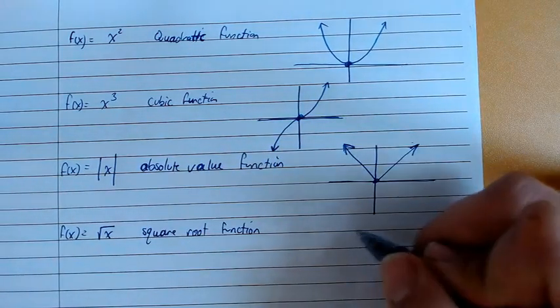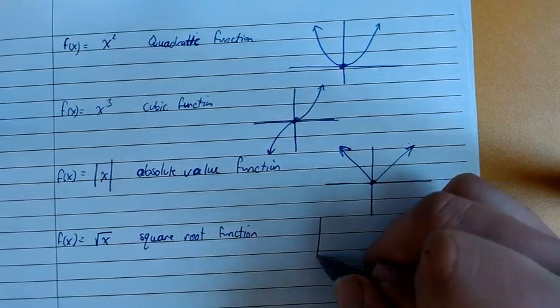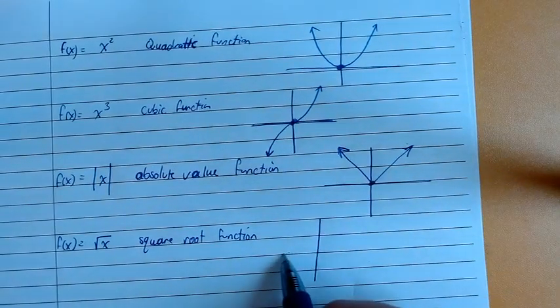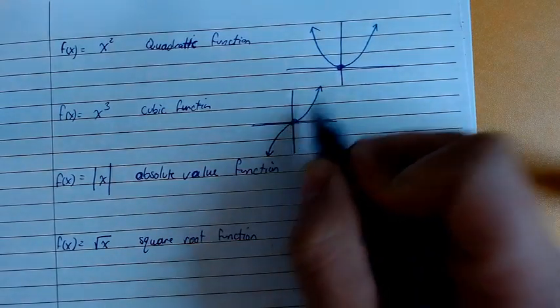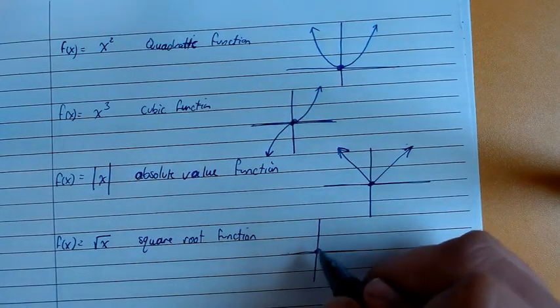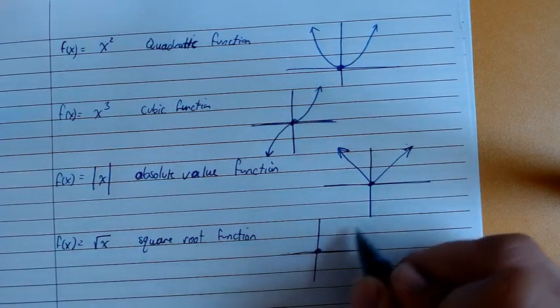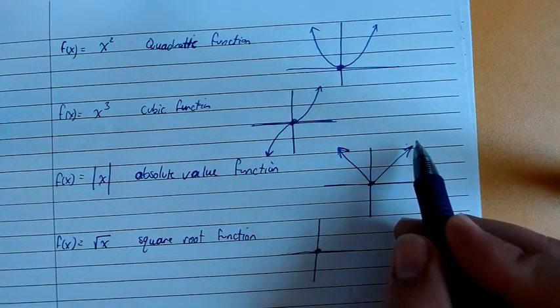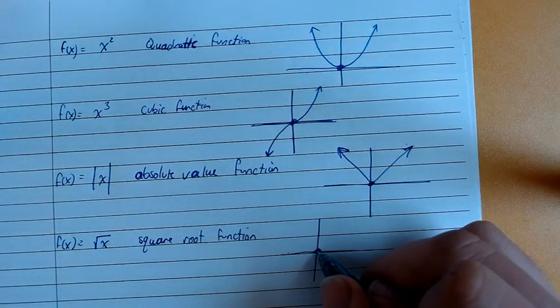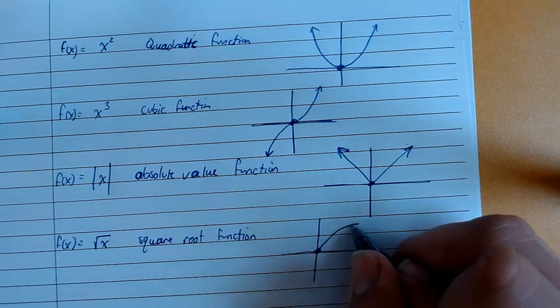The square root function looks like this. It's going to start at the origin. Notice they all do the same thing. They'll start at the origin. This one's going to go up to the right, but instead of going up and getting steeper like this one, or instead of going up as a straight line like this one, it's going to go up and start to flatten out. So kind of like this.